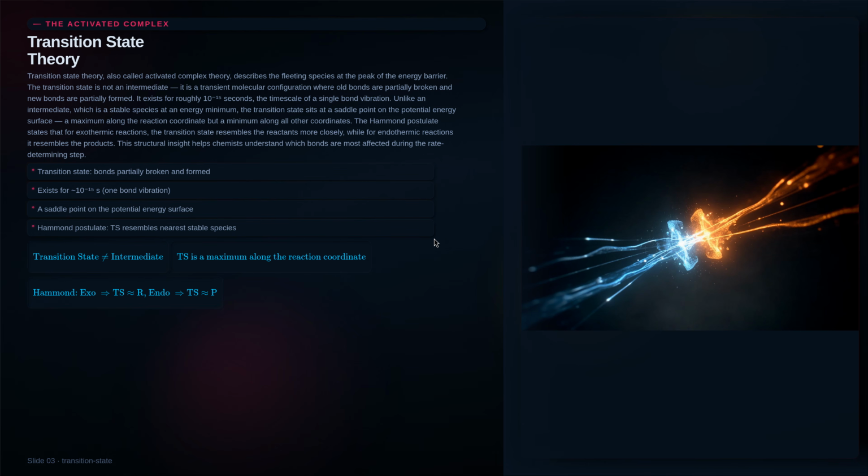Transition state theory, also called activated complex theory, describes the fleeting species at the peak of the energy barrier. The transition state is not an intermediate. It is a transient molecular configuration where old bonds are partially broken and new bonds are partially formed. It exists for roughly 10 to the minus 15 seconds, the timescale of a single bond vibration.